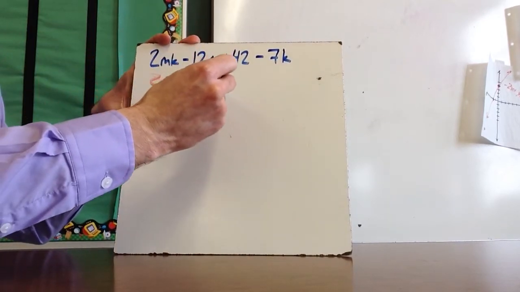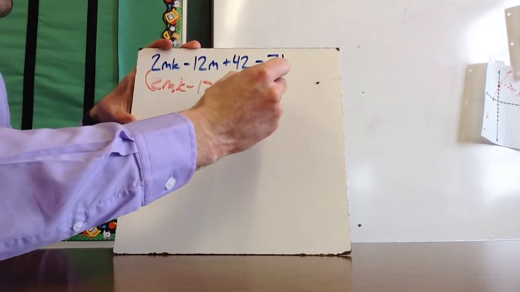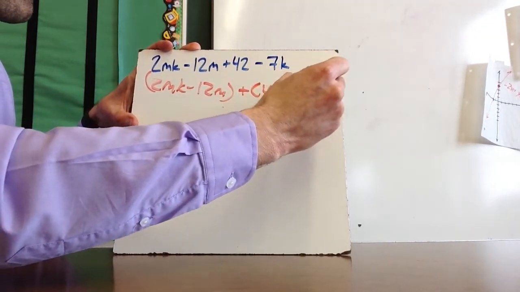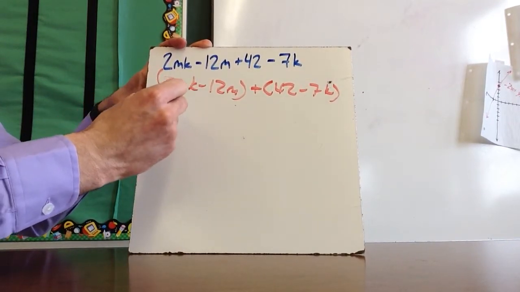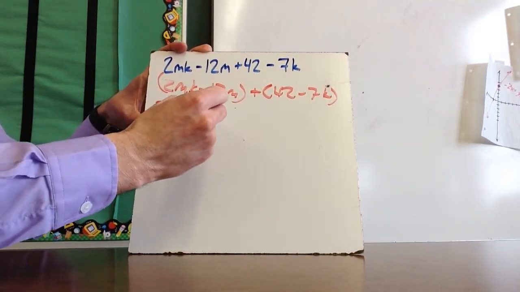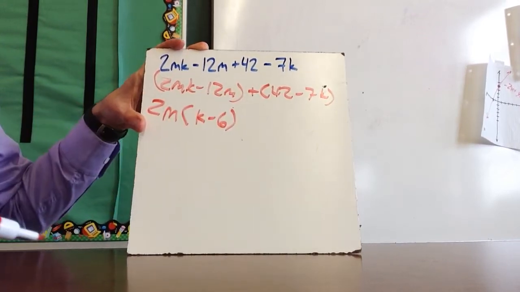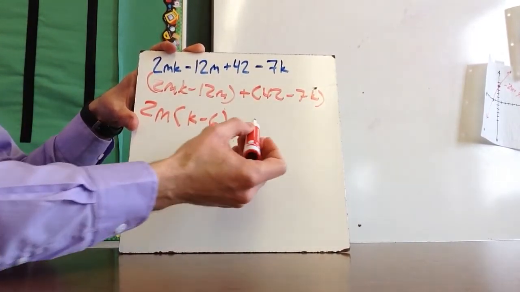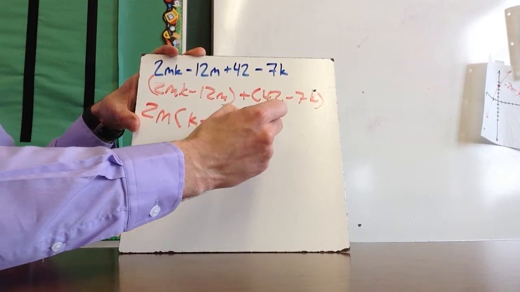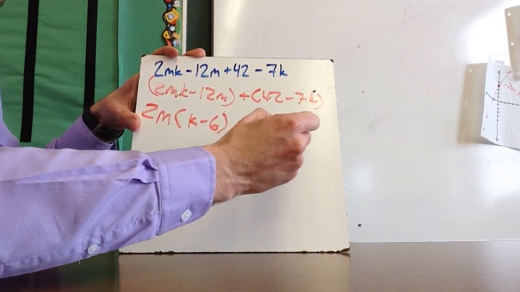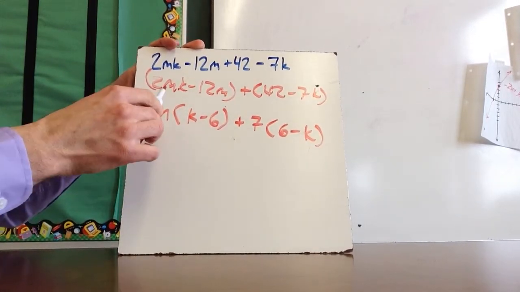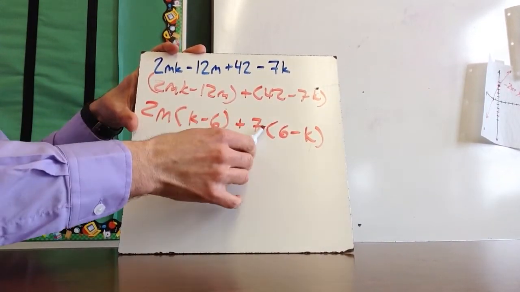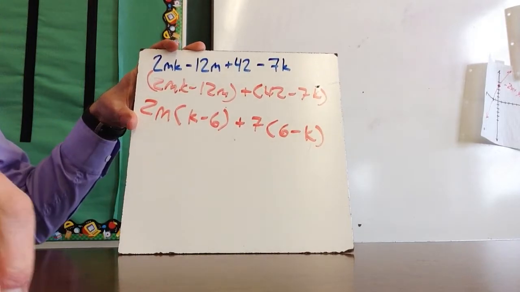2mk minus 12m plus 42 minus 7k. In common, these have a 2m, which means that this is going to be k minus 6. But then over here, these have a 7 in common, so I've got plus 7 times 6 minus k. Right, because I'm dividing 2m to get to here, I'm dividing 7 to get to there.